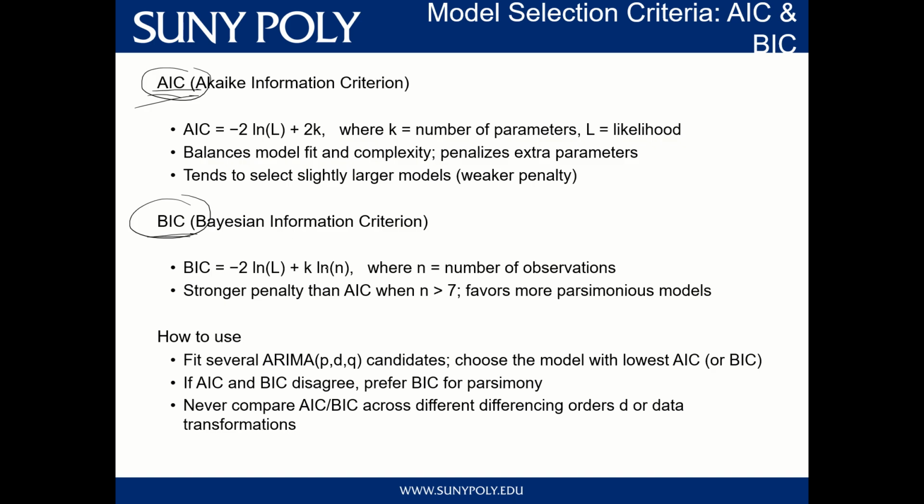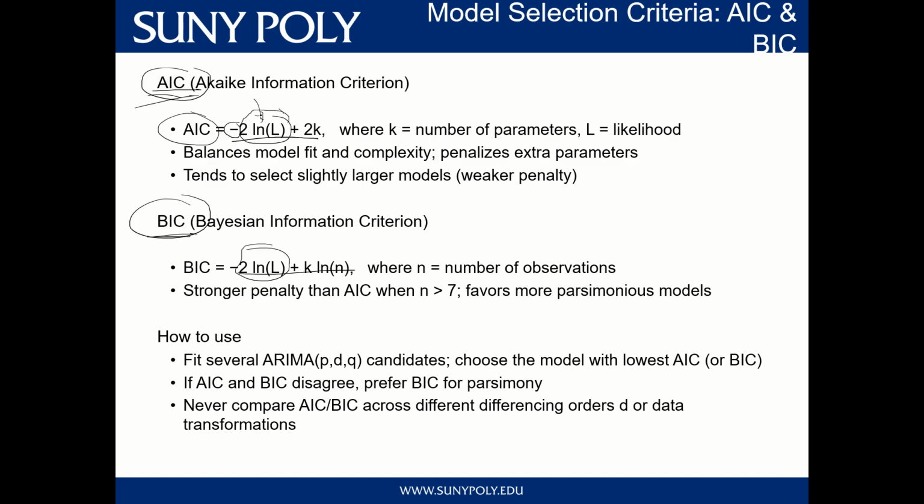Now, they look similar. If you check the equations, they look similar. So they have one term. The first term is for the likelihood. So we want to maximize the likelihood. This is good to maximize. However, it has a negative sign. That's because we want to minimize the AIC, right?